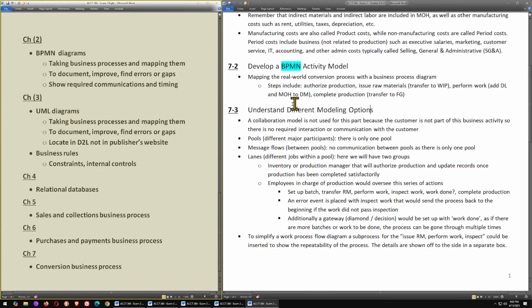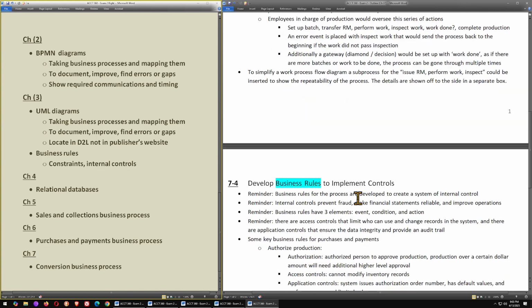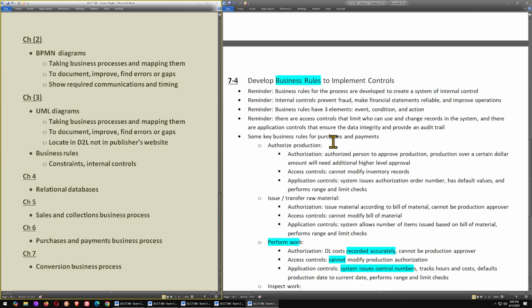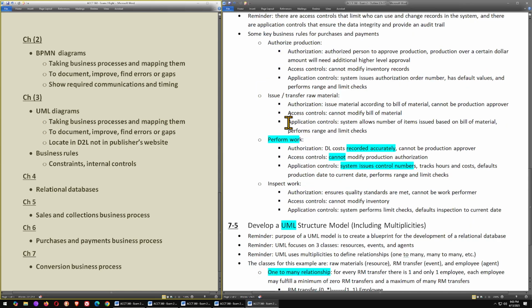Understanding the model options, by now we've got most of the different types of options. And so now we're just talking about specific to this conversion process. What are the options you could do? So pools, message flows, lanes, some sub processes, etc. Develop some business rules. Again, we take some of the business process flow and we take some of those activities, and I record the authorization, access, and application for each one.